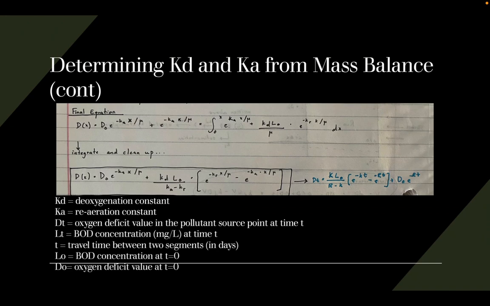To determine the level of deoxygenation and re-aeration, we can use the Streeter-Phelps method as follows below, where Kd equals the deoxygenation constant, Ka equals the re-aeration constant, Dt equals the oxygen deficit value at the pollutant source point at time t, Lt equals BOD concentration in milligrams per liter at time t, t equals the travel time between 2 segments in days, L naught is the BOD concentration at time 0, and D naught is the oxygen deficit value at T0.